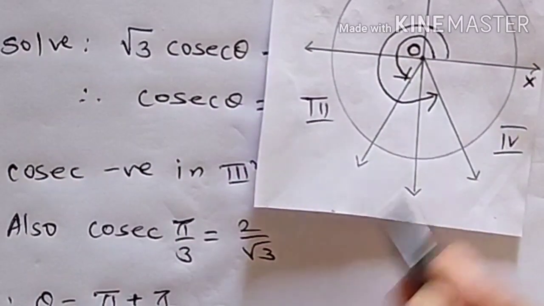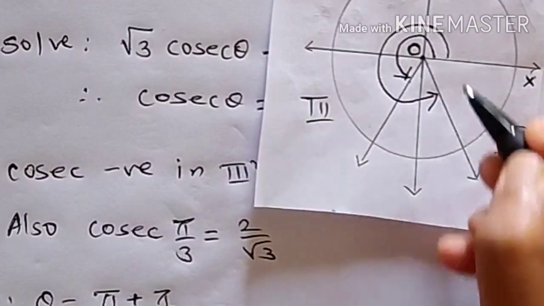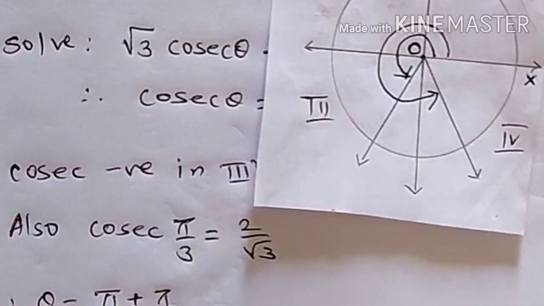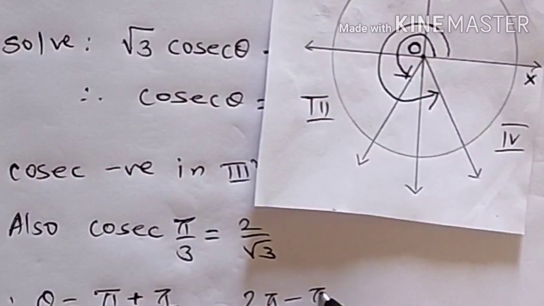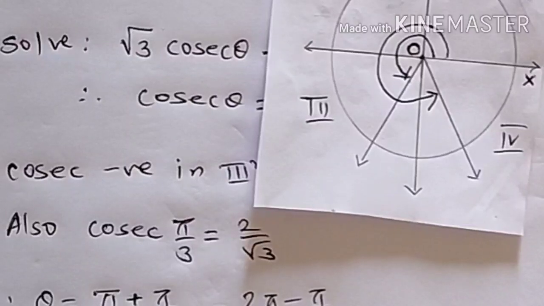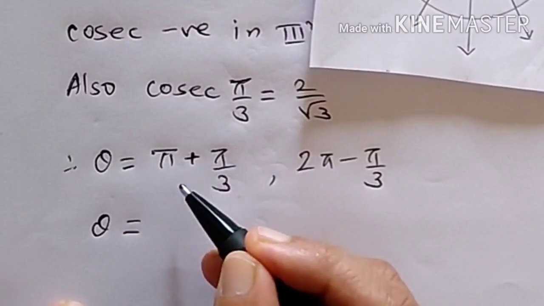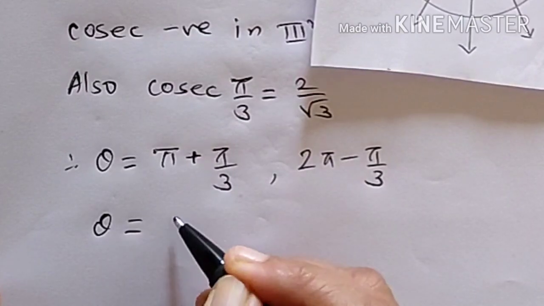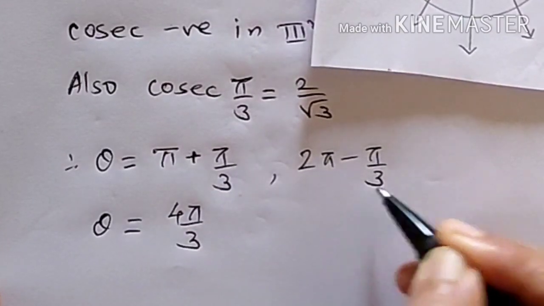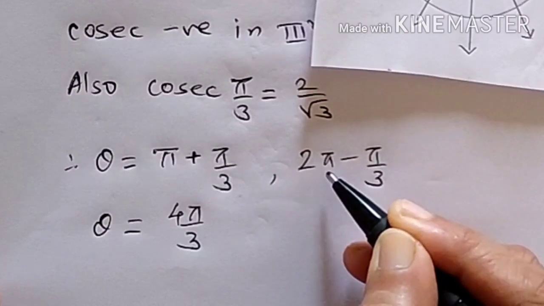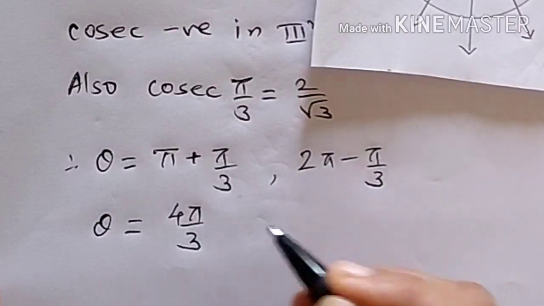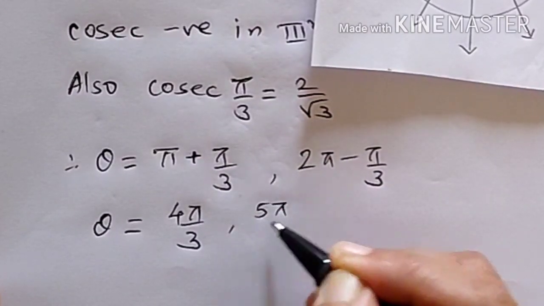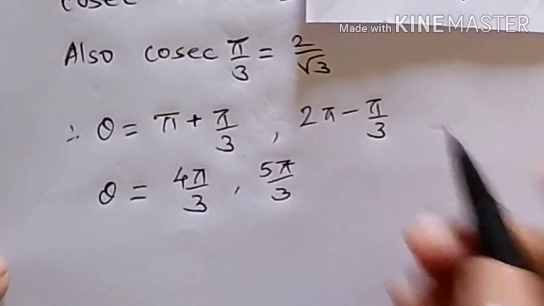which is nothing but this angle. This one is pi by 3. So 2 pi minus pi by 3. So theta is equal to 3 pi plus pi, that is 4 pi by 3, and the other possibility is 6 pi minus pi, that is 5 pi by 3.